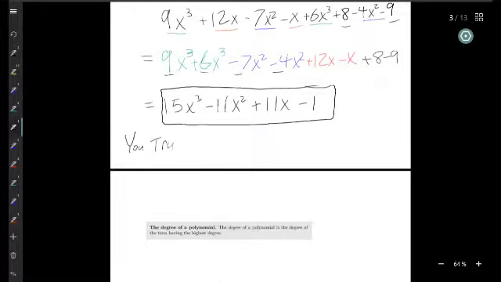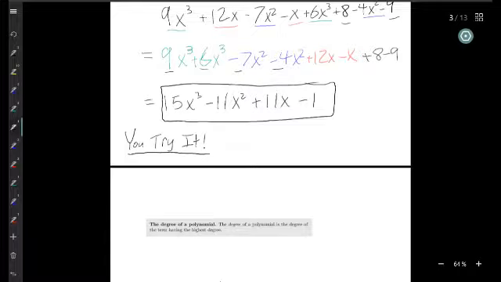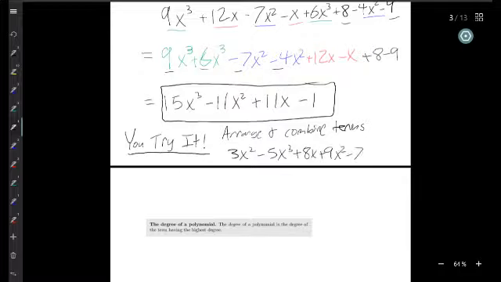We have a you try it in our text. And it is arrange and combine terms. Where you have 3x squared minus 5x cubed plus 8x plus 9x squared minus 7x plus 2x cubed. Alright.